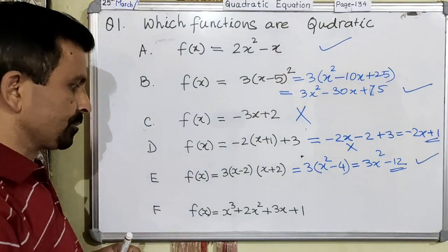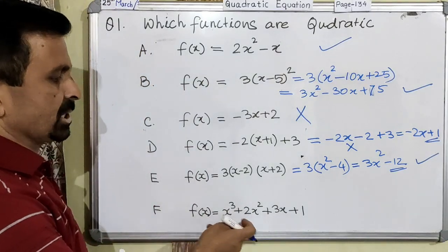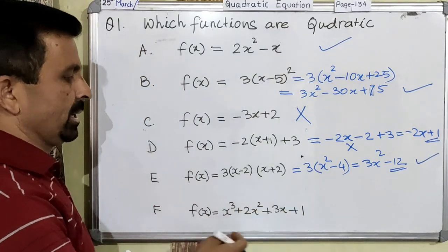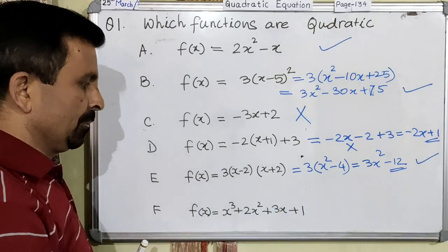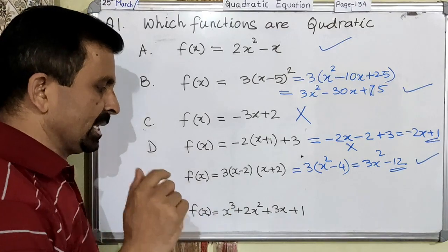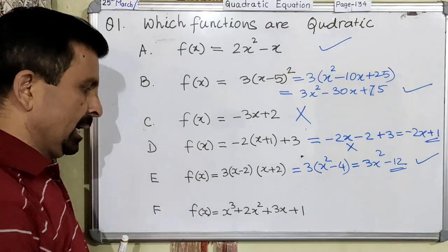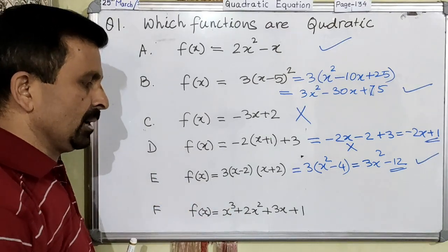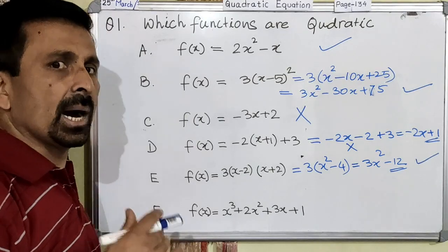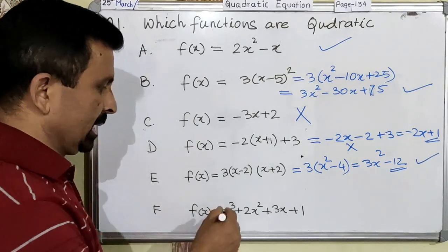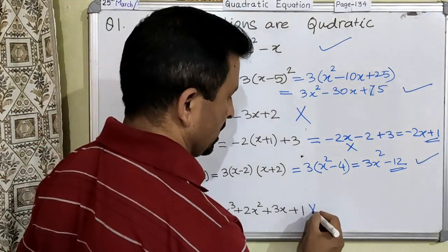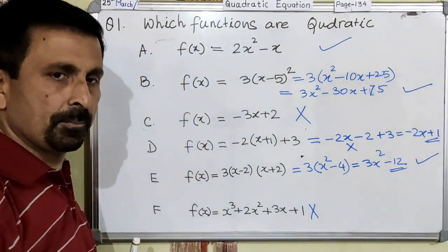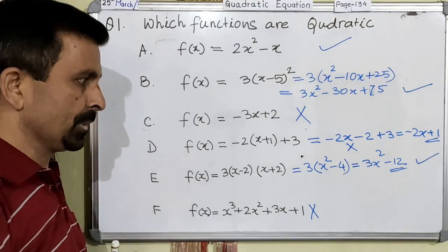Is it very clear? Last one is x cube plus 2x square plus 3x plus 1. This cannot be simplified anymore because it is already in the simplified form. But what is to be noticed here is the degree of the function. And here in this function, the degree is equal to 3. Degree means highest power of the variable. Therefore, this is not a quadratic function. Is it okay? Thank you.